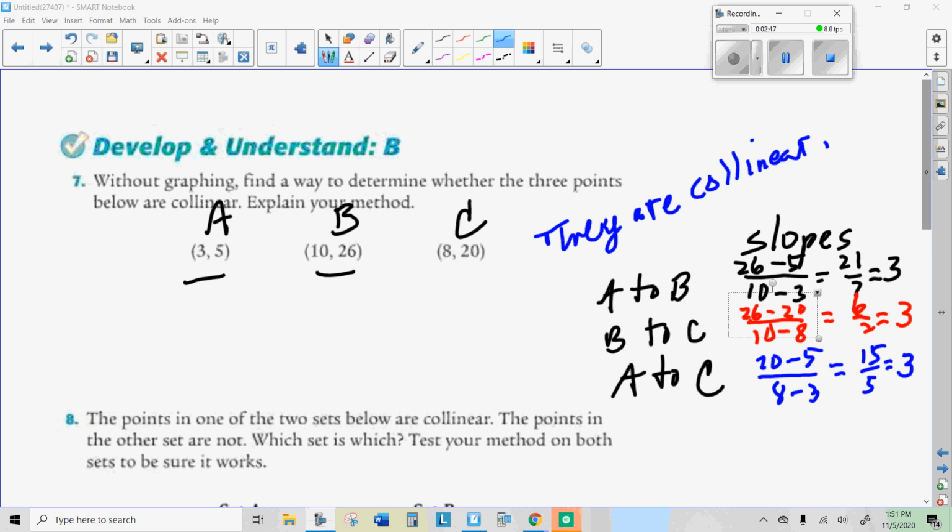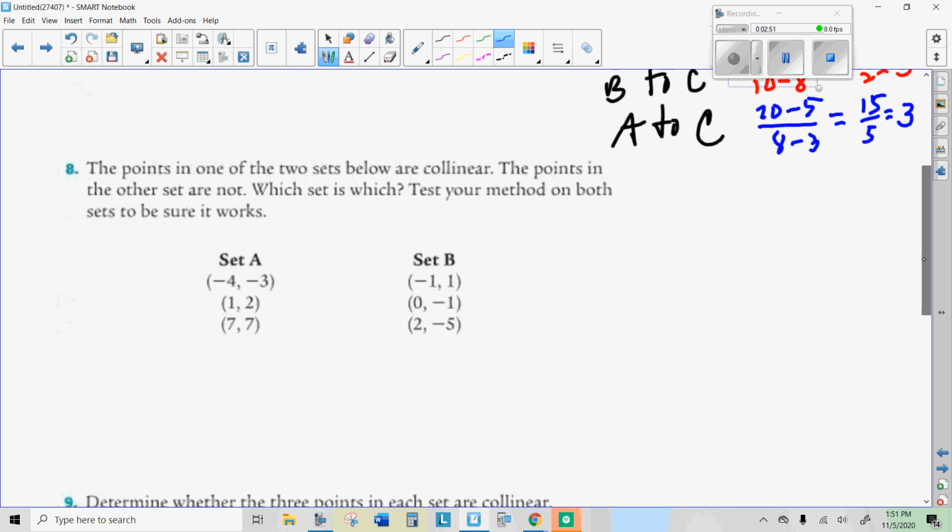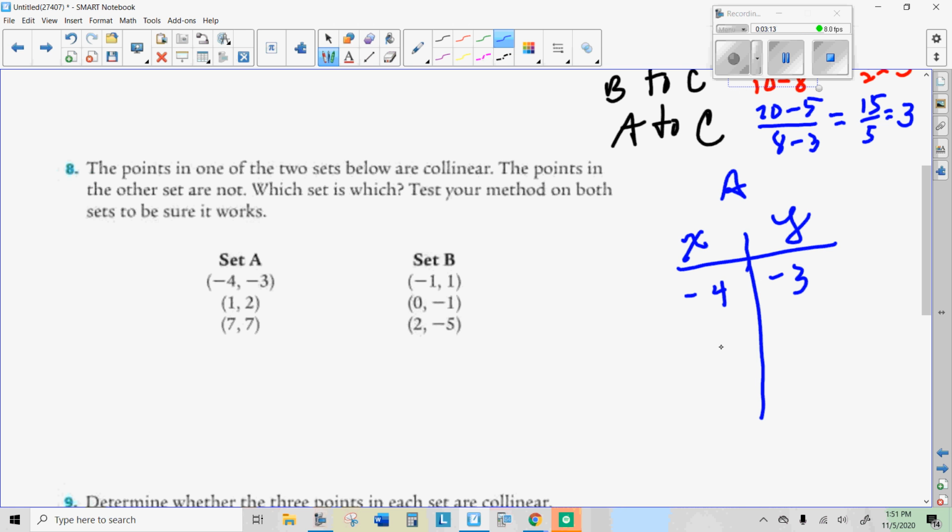All right, I'm going to just show you one other way. Sometimes I just set it up in a table. I think it's easier. So we're wondering which of these sets are collinear. So I'll do set A with you and just set it up. Maybe neither of them are, who knows. But here's another way you could do it. You could just put the points in. So this is from set A. So -4, -3, 1, 2, 7, 7.